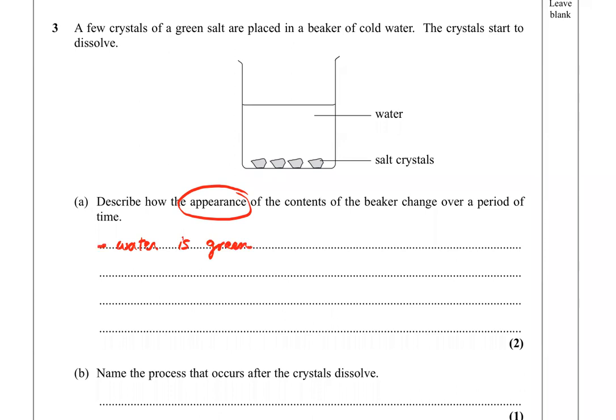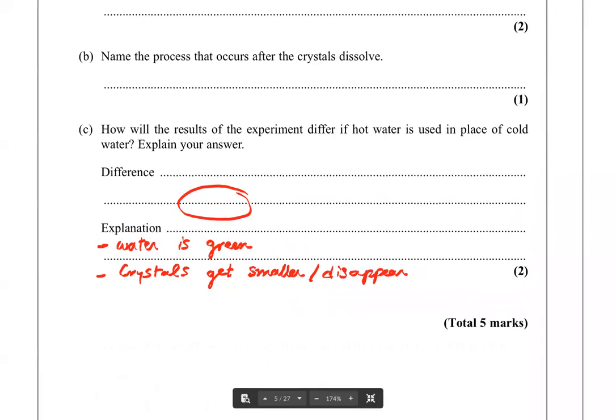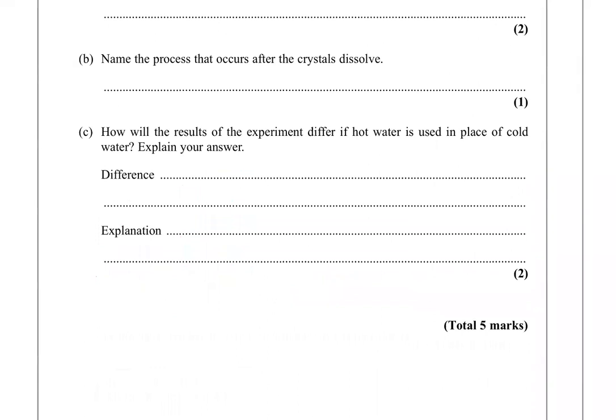وفي نفس الوقت الكريستالز would get smaller. Crystals get smaller until they disappear. ممكن ما يحصلهمش disappearing يعني ده أو ده disappear لأن هو ممكن crystals get smaller بس وممكن crystals get smaller until they disappear. الاتنين صح. Name the process that occurs after the crystals dissolve.